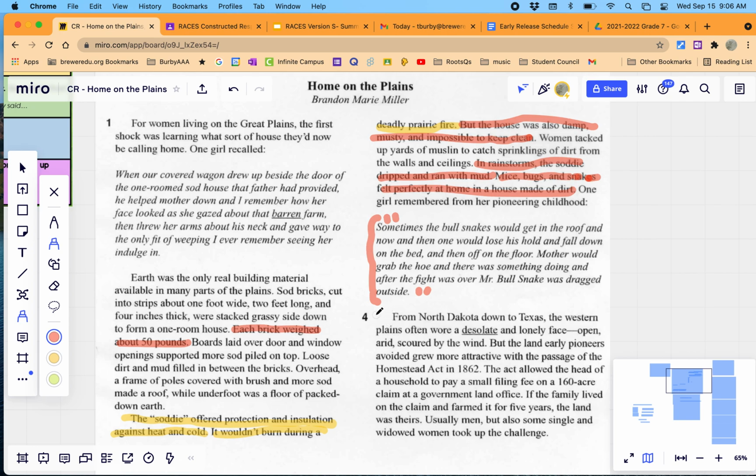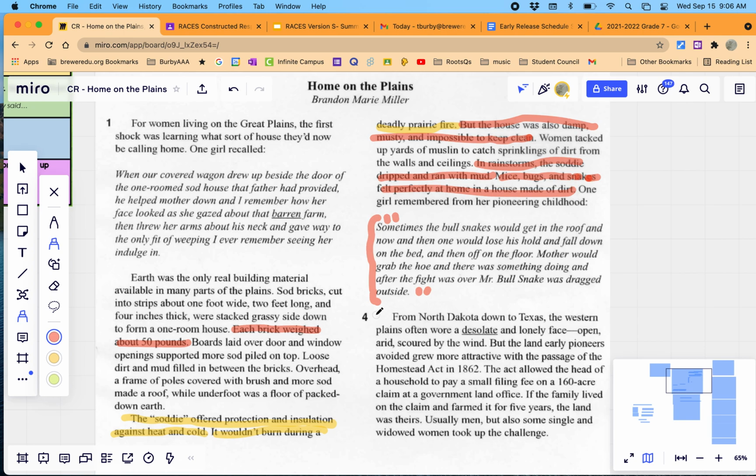But let's keep reading. From North Dakota down to Texas, the Western Plains often wore a desolate and lonely face, open, arid, and scoured by the wind. Well, it talks about the climate from North Dakota to Texas, but doesn't tell us about the soddy. But the land early pioneers avoided grew more attractive with the passage of the Homestead Act of 1862. That's interesting. I wonder what that's about. We don't know yet, and it's not about a soddy. The act allowed the head of a household to pay a small filing fee on a 160-acre claim at a government land office. Well, that's interesting, but doesn't really tell us much about a soddy.